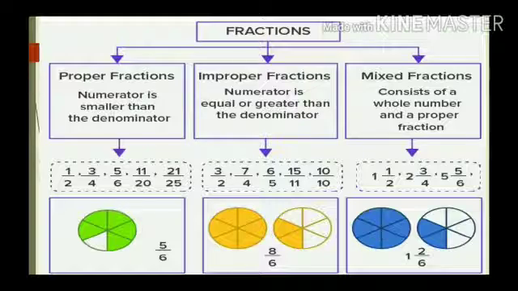so the examples of mixed fraction are 1 whole 1 upon 2, 2 whole 3 upon 4, 5 whole 5 upon 6. Which means in this figure you can see two circles are given and both have 6 parts in them. Out of them, one is fully colored and the second one has 2 parts out of 6. That's why we can say 1 whole and 2 out of 6.